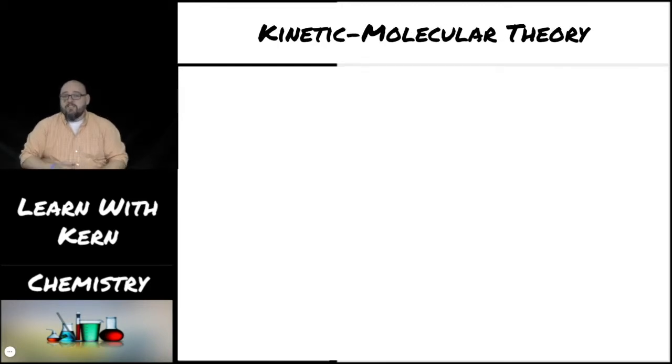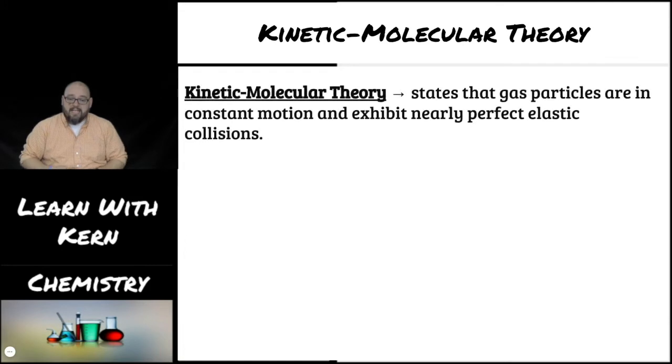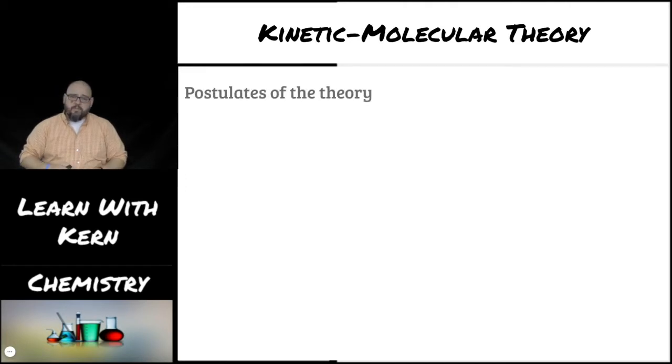So that leads us to our discussion of kinetic molecular theory. So kinetic has to do with motion, and molecular has to do with molecules. So kinetic molecular theory has to do with the motion of the molecules. And kinetic molecular theory states that gas particles are in constant motion and exhibit nearly perfect elastic collisions. And we'll talk more about what that means in a couple of minutes. So there are 5 postulates to the kinetic molecular theory.